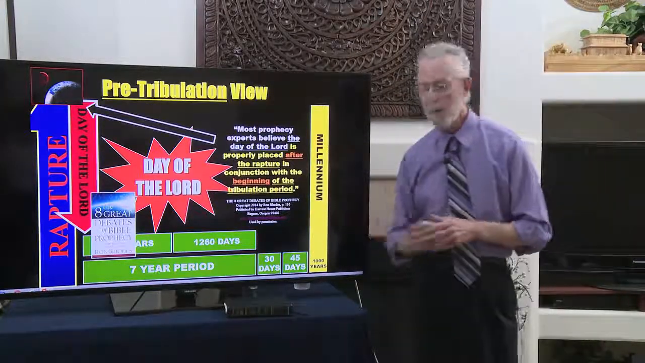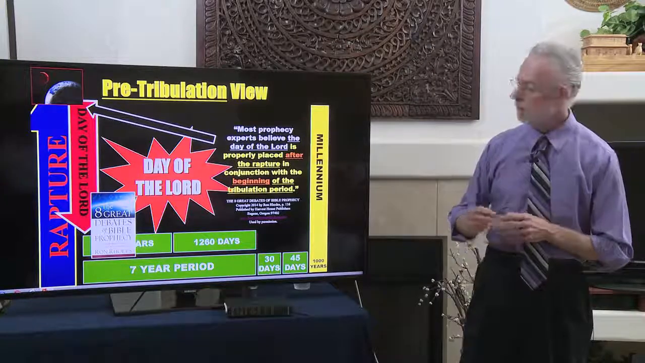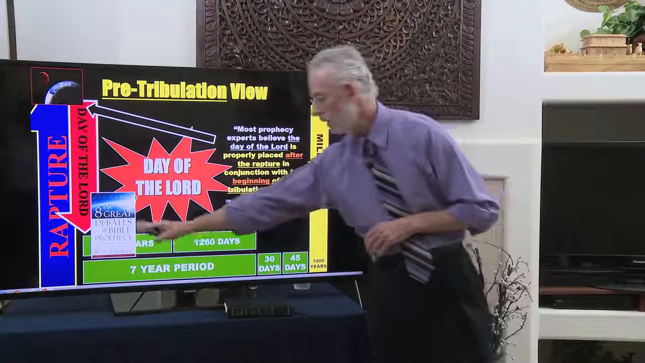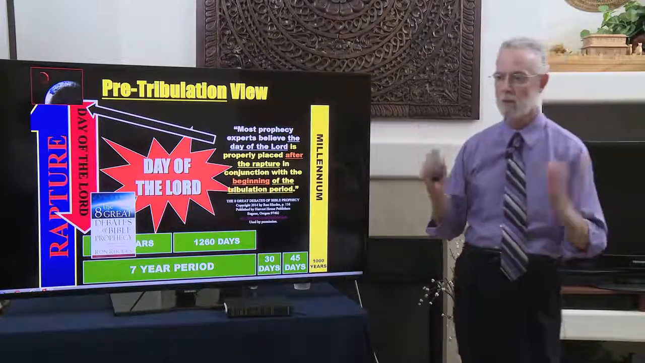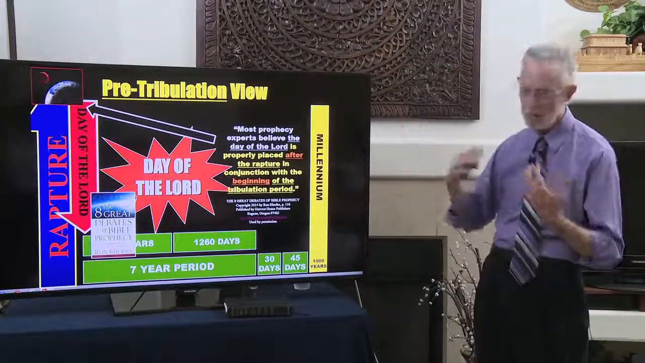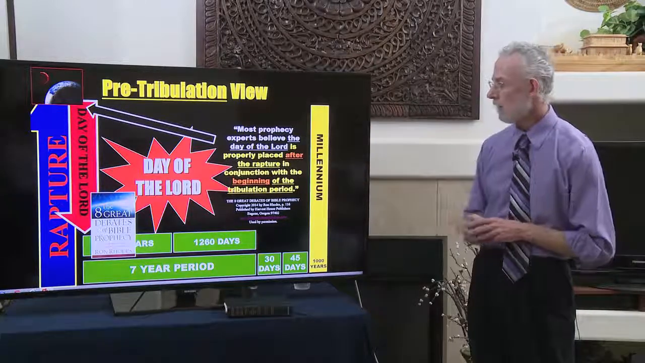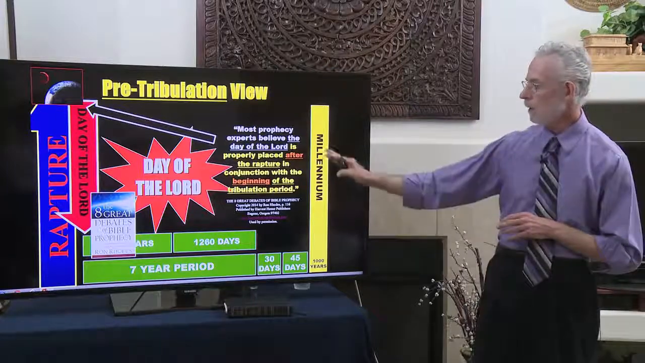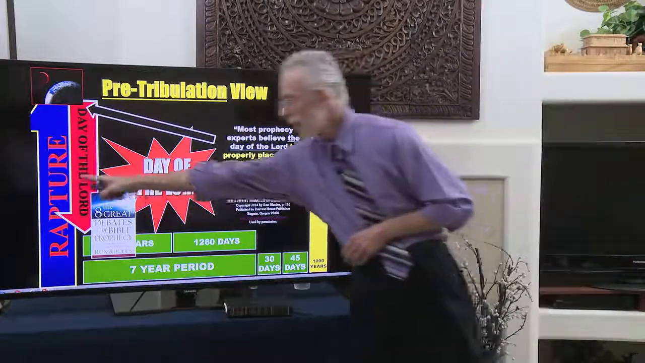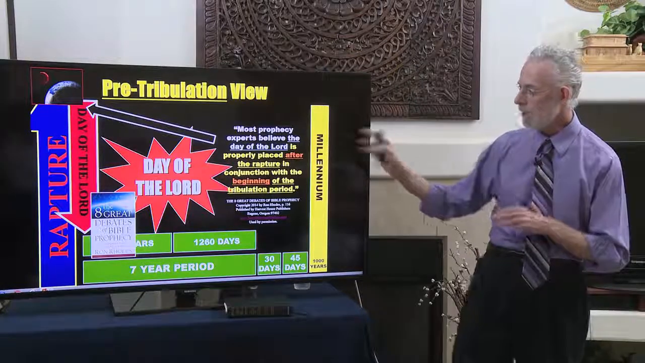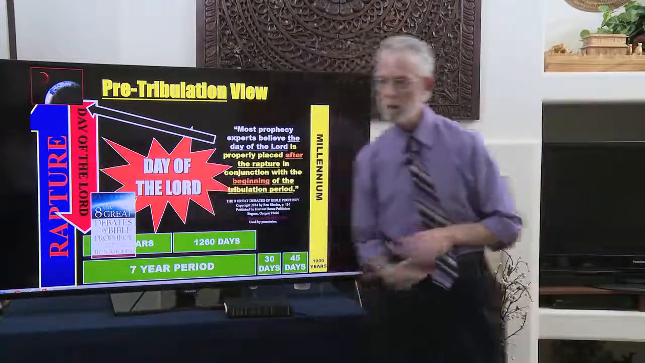Now, again, many people who hold to that view will still believe that the day of the Lord starts over there. Let me give you an example here again. This is from Dr. Ron Rhodes' book. And again, I have great respect for Dr. Ron Rhodes, but we just disagree on this. And you notice he said this in his book. He said, "Most prophecy experts believe the day of the Lord is properly placed after the rapture," right here, after the rapture, "in conjunction with the beginning of the tribulation period." So again, he holds to the view that the day of the Lord starts over here.